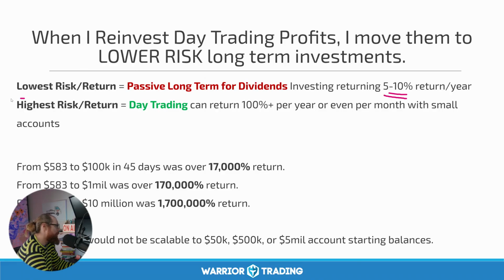But obviously with day trading, I have proven that I can at least produce some pretty huge percentage returns, certainly 100% per year. I mean, you've seen me do these small account challenges. Turning $583 to $100,000 in 45 days was a 17,000% return in 45 days. When I turned it up finally to $1 million, it was a 170,000% return. When I turned it to 10 million, it was a 1.7 million percent return. And all of those returns have been independently audited, by the way.